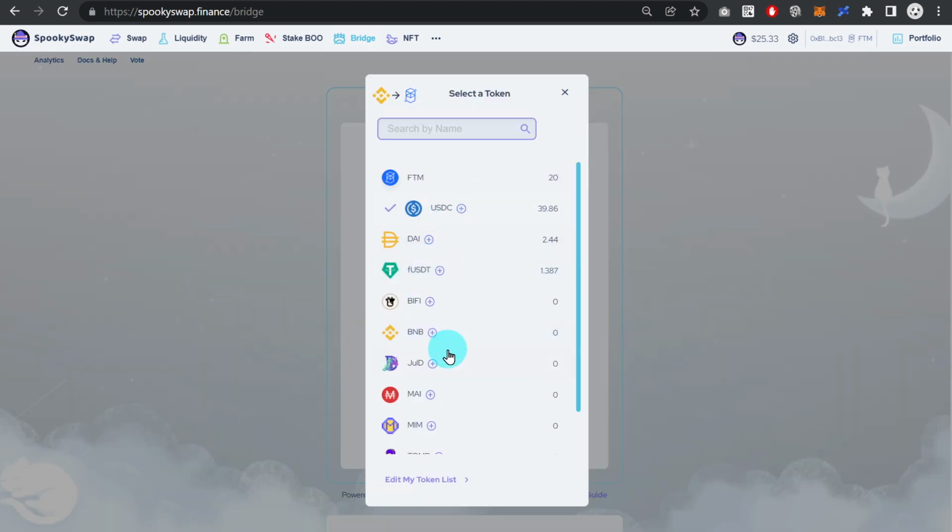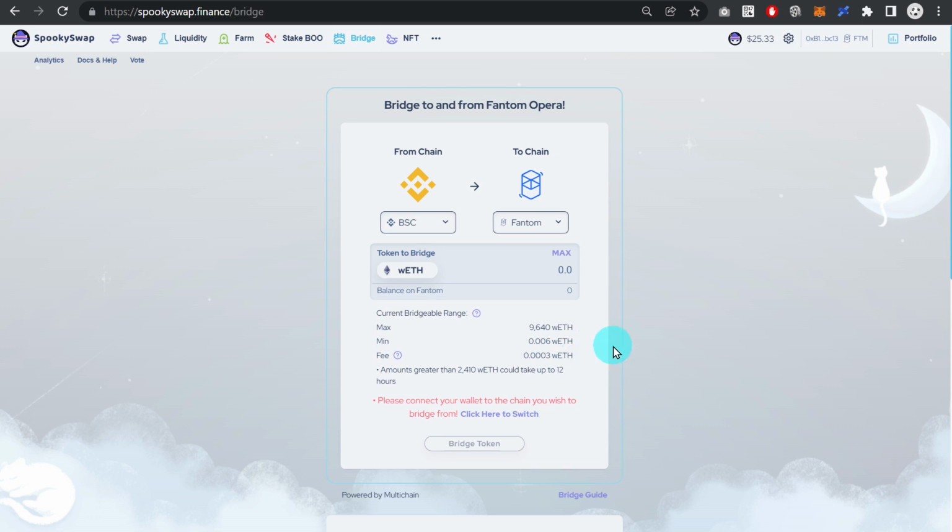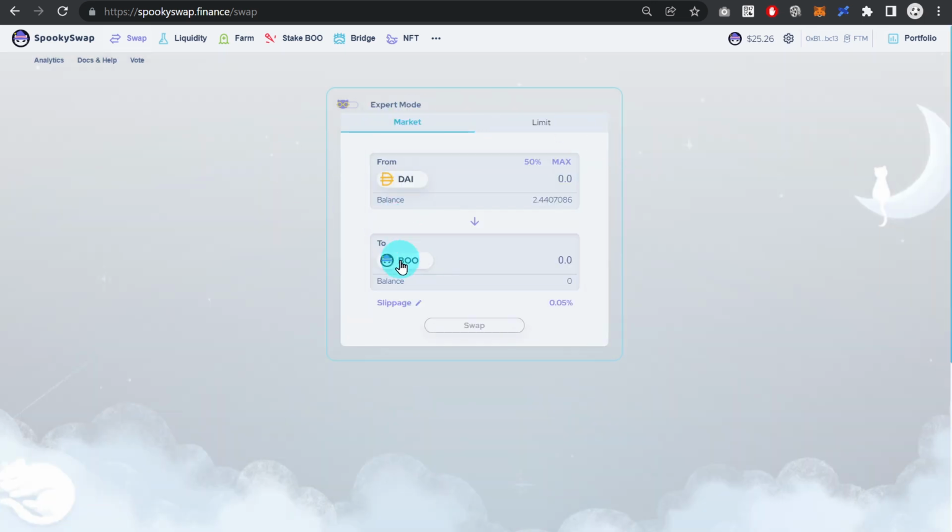If you bridge something like wrapped Ethereum, you've got higher switching fees, higher bridging fees. So the best is to bridge a stablecoin. Then once you've got the stablecoin in the Phantom ecosystem, you simply swap. So you use your stablecoin and you swap it to wrapped Ethereum.